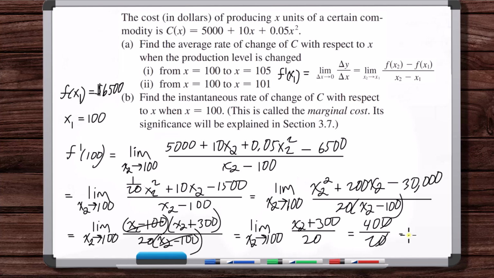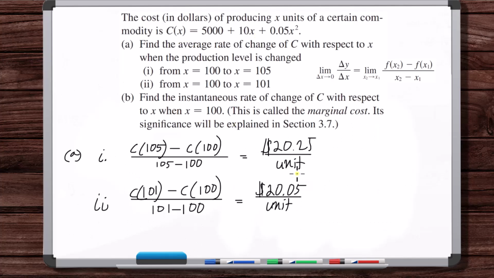So 20. The answer here is $20 per unit is the instantaneous rate of change, the marginal cost of this cost function at X equal to 100. So it's pretty close, right? Which makes sense. We would expect even the derivative to be close to these average rates of change with respect to X1 equal to 100.